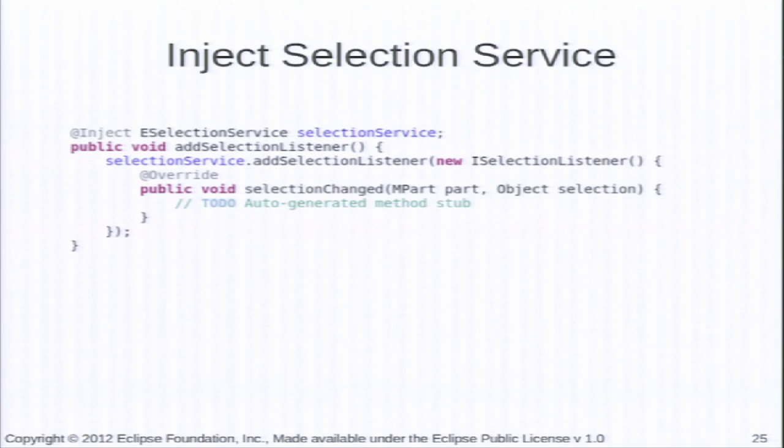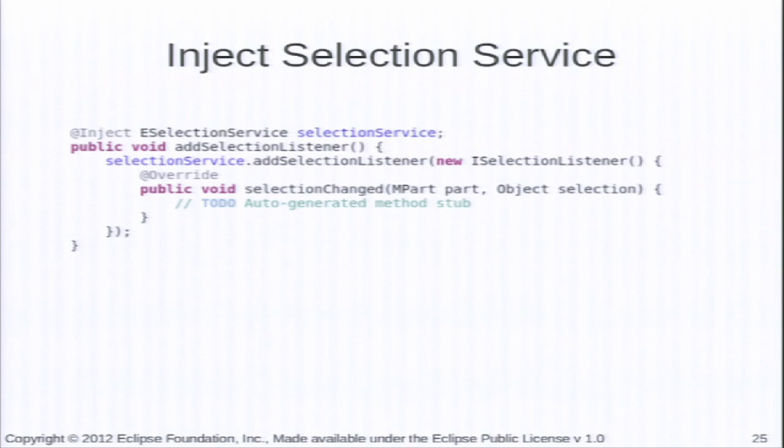With Eclipse 4, it gets a little bit easier. Instead of going and hunting down the selection service, I just ask the framework to inject it. Give it to me, please. So my part implementation, which again is just some class that has some annotations in it, I tell it I want to inject the selection service. I give it a type, ESelectionService, and it knows how to find the selection service and give it to me if it exists.